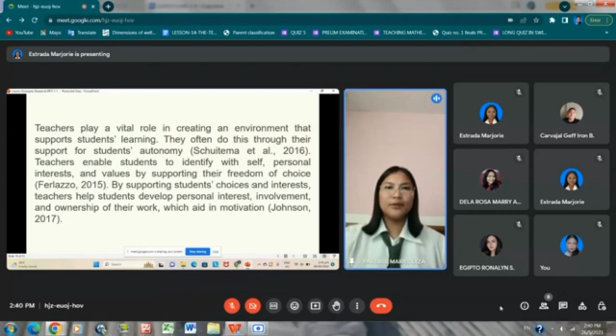Teachers play a vital role in creating an environment that supports student learning. They often do this through their support for students' autonomy. Kitima et al. 2016: Teachers enable students to identify with self, personal interests, and values by supporting their freedom of choice. Ferlazo 2015: By supporting student choices and interests, teachers help students develop personal interest, involvement, and ownership of their work, which aid in motivation. Johnson 2017.